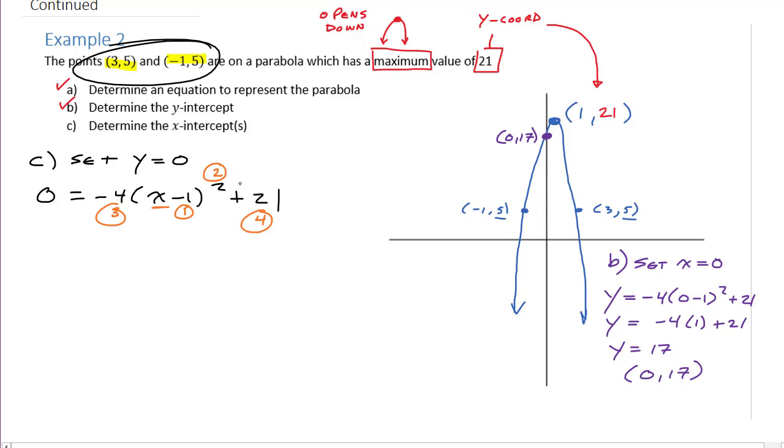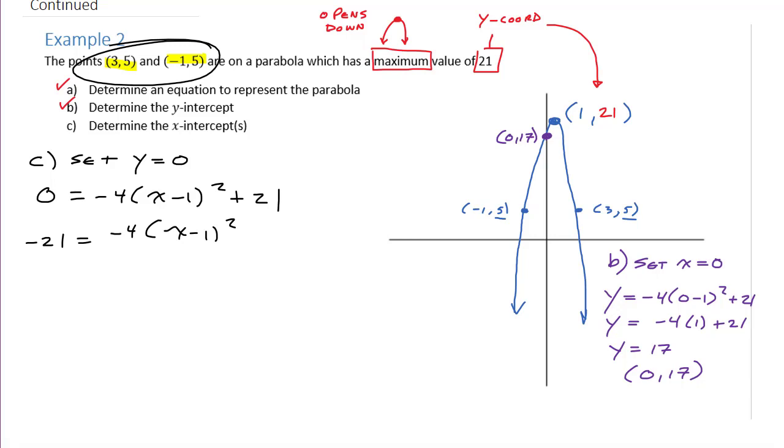So what we want to do is undo these in reverse order. We're just isolating x, right? So the first thing I want to do is the last thing there, which is get rid of the plus 21 by moving it to the other side. Subtract 21 from both sides. Negative 21 equals negative 4 times x minus 1 squared. All right, what's the next thing we want to do? Divide both sides by negative 4.